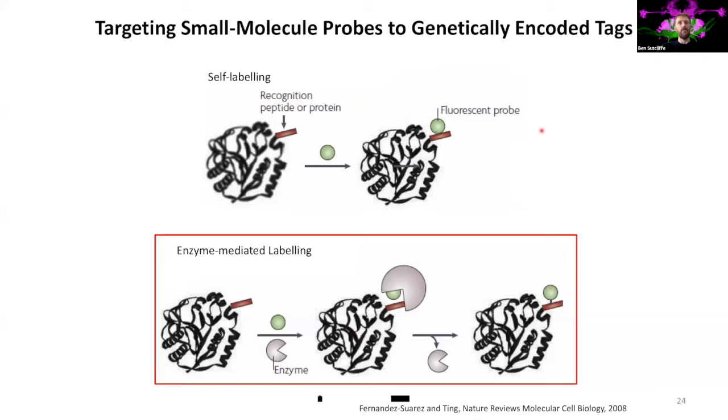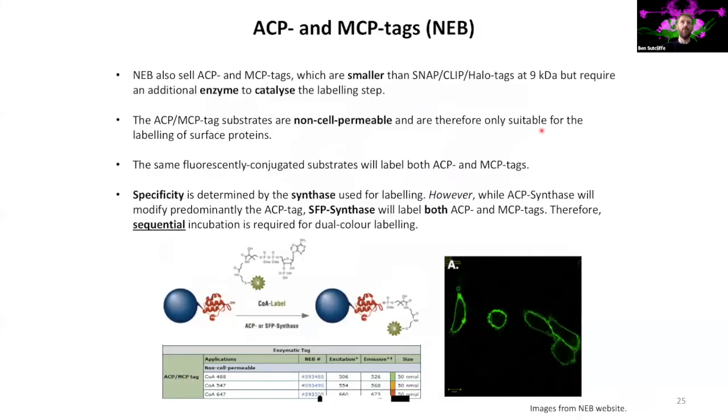There's also enzyme-mediated labeling, so these require you to use an enzyme. They don't happen without the enzyme. So these are ACP and MCP tags. They're much smaller than the SNAP, CLIP, and Halo tags at 9 kilodaltons, but they do require an additional enzyme to catalyze the labeling. So if you can't get the enzyme into the tissue, then you also can't get the labeling to happen either.